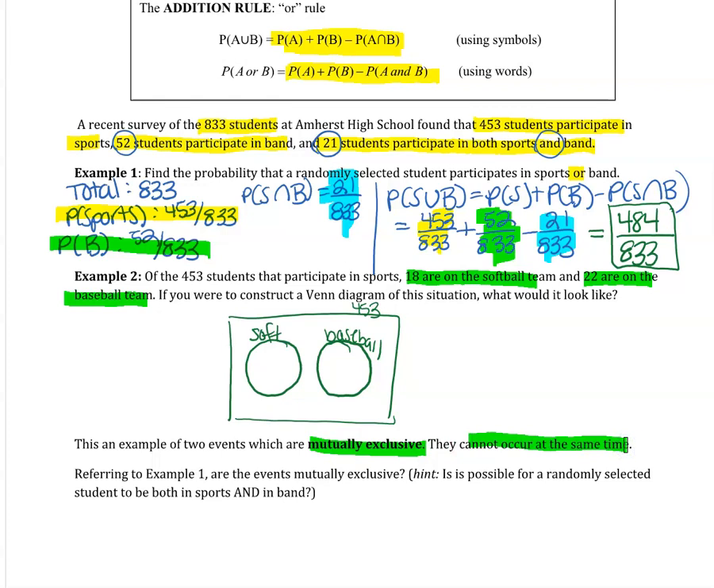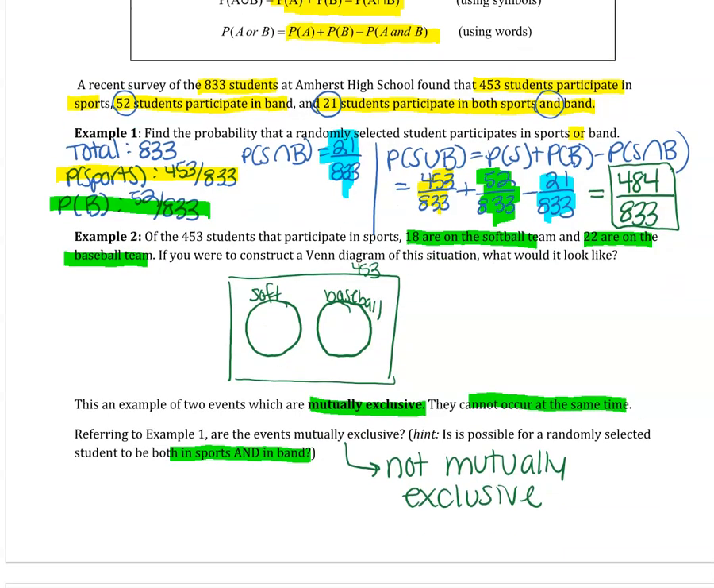So if I go back to my example with Amherst High School, are the events mutually exclusive, aka is it possible for us to select a student that's both in bands and sports? And yeah, it's possible for them to be in both. So therefore, they are not mutually exclusive. Mutually exclusive means they cannot occur at the same time, and since you could be in band and sports, those events were not mutually exclusive. All right, moving on to example 3 on the next page.